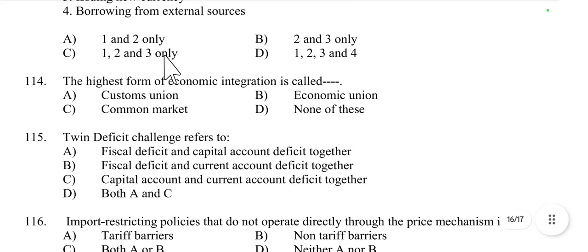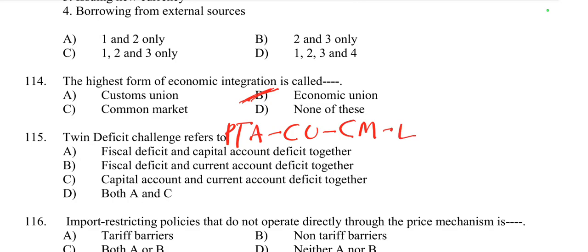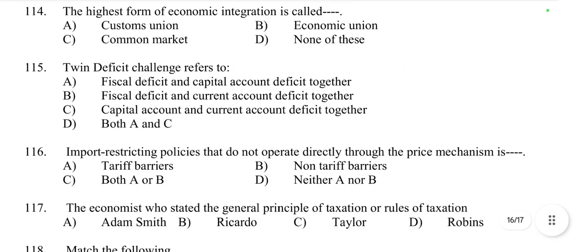Then question number 114: the highest form of economic integration is called customs union, common market, or economic union. It is economic union, because from lowest to highest integration the order is: first preferential trading area, then customs union, then common market, then economic union, then last political union. Political union is the highest, but according to the question, economic union is the highest form of economic integration.